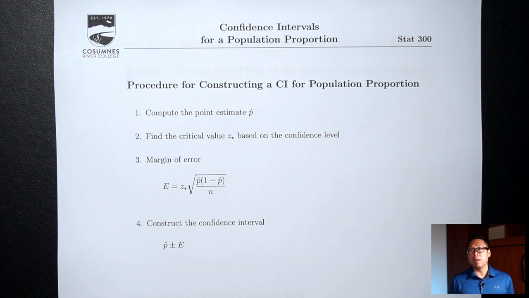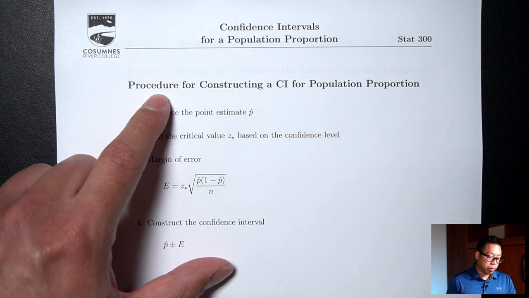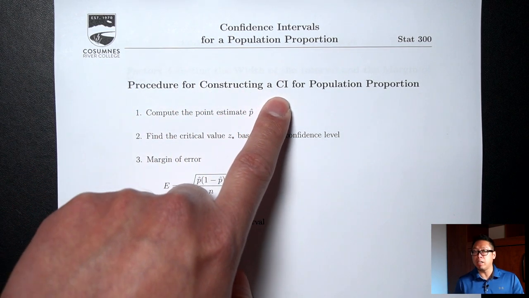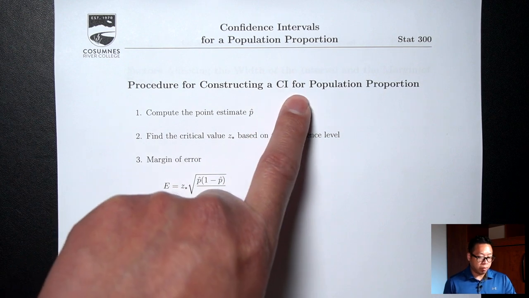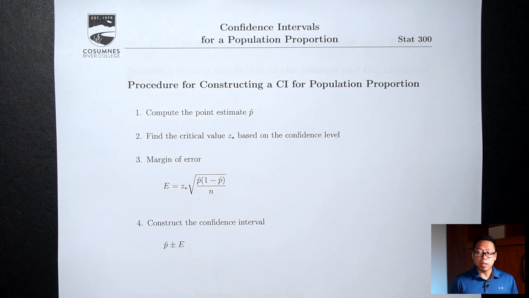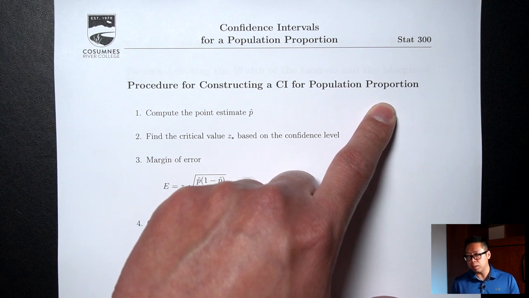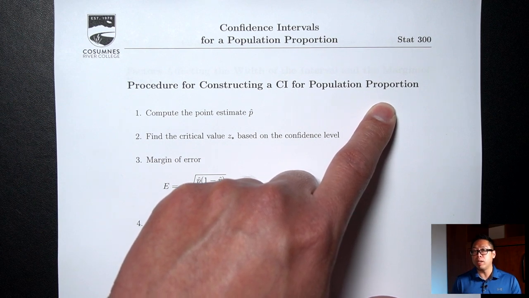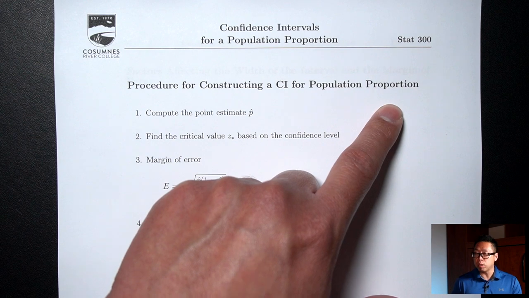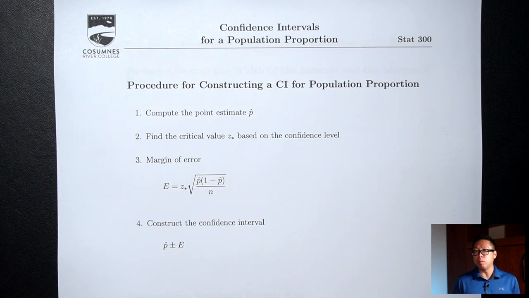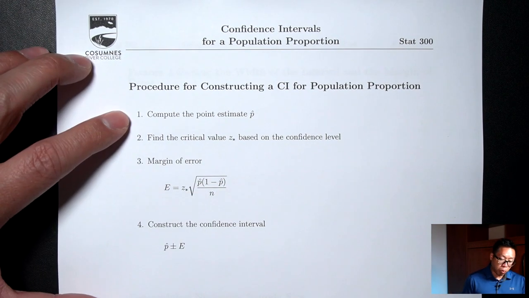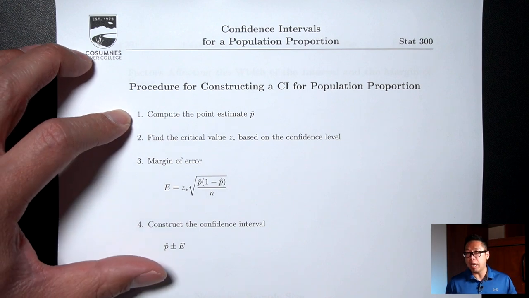How do we construct a confidence interval? Here's the procedure for constructing a CI. CI here just stands for confidence interval for a population proportion. Today we're interested in the proportion of the population that has a certain characteristic. In the article, they were interested in the proportion of Americans that supported raising the minimum wage. Step one, compute the point estimate p-hat.